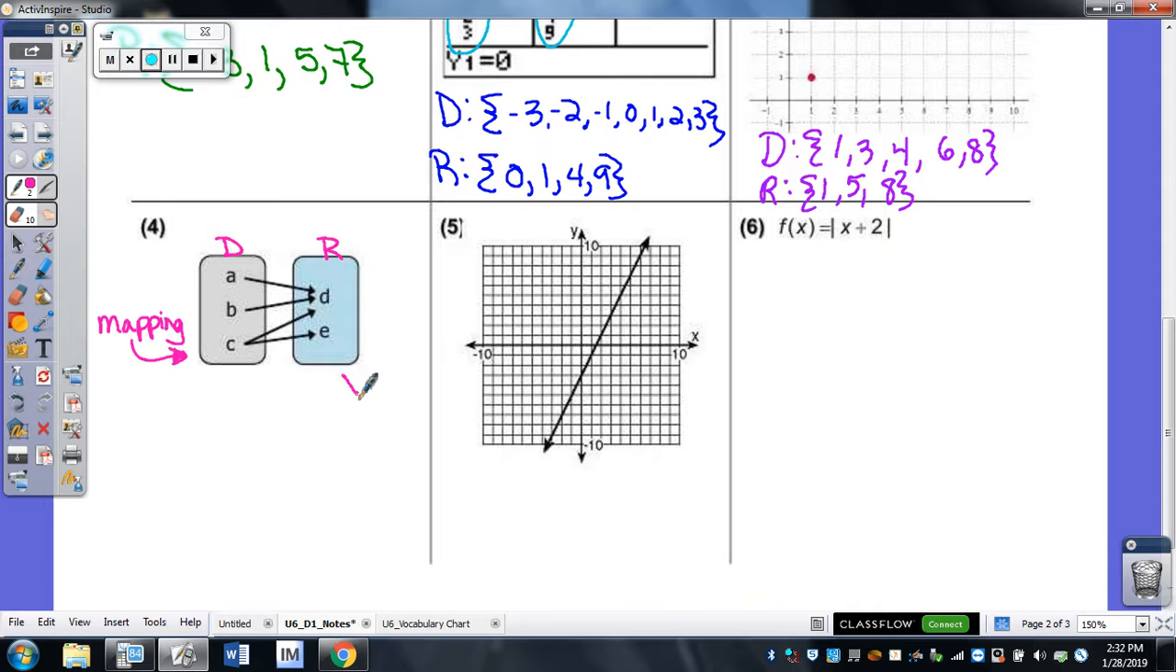If we were to write this as a table of values, we would have the point A, D, because it goes from A and it points to D. And then we would have B, D. And then we have C, D, but we would also have C, E. So sometimes it helps to kind of write it out as the table, because then it's a little easier to see. Is this a function? No. Not a function, because your domain repeats.